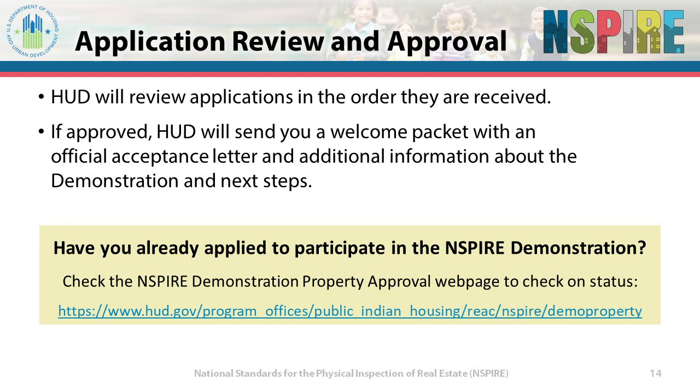So once you've submitted your application, HUD will conduct a review and approval process. HUD reviews applications in the order they are received. PHAs and POAs should not submit the same property twice, as this will delay the application review process. If you have already submitted a property to HUD and wish to check upon the approval status, please visit the Demonstration Property Approval webpage. If you would like to submit another property to be considered for the demonstration, please fill out and submit another registration Excel spreadsheet on the Demonstration Registration webpage.